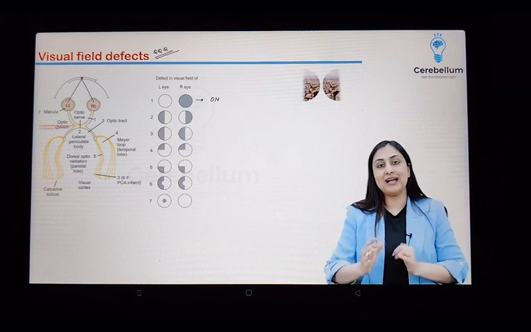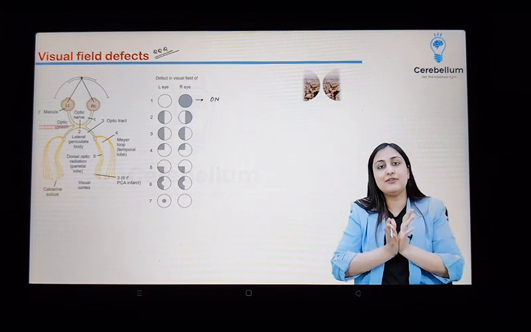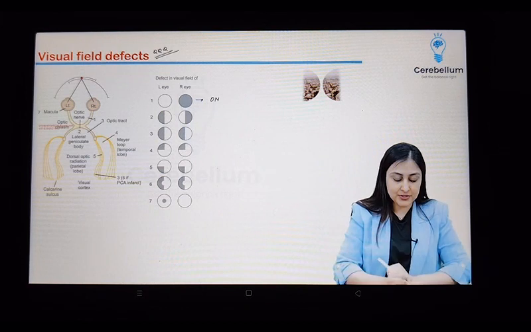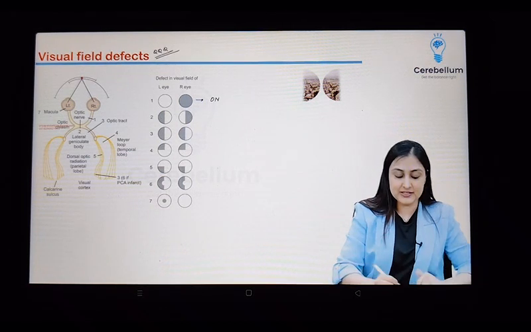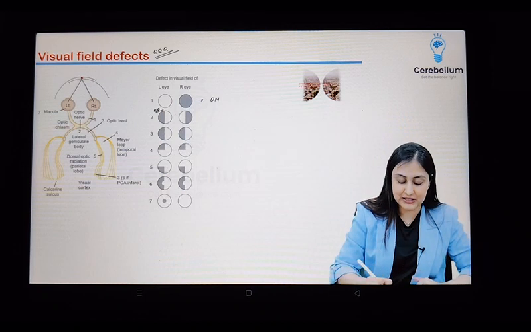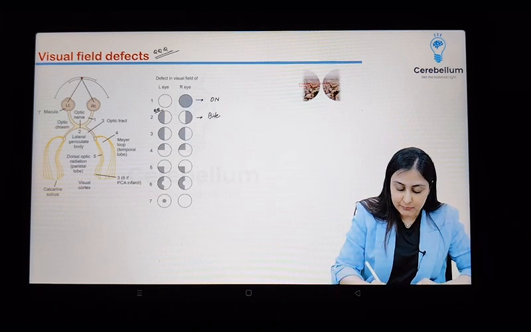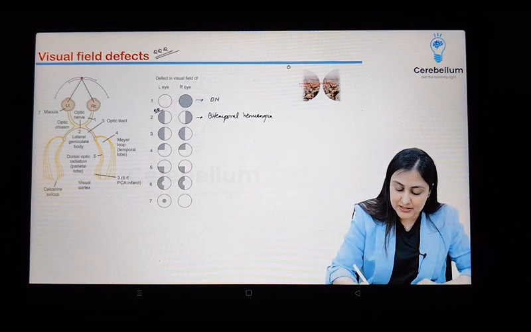Then when you go to the optic chiasma, both the nasal fibers are going to cross, right? Both the nasal fibers cross, and that is why the defects are going to be in the bitemporal field. And this is one of the most commonly asked questions in FMG and NEET. When you see bitemporal hemianopia, the temporal fields are lost. So frequently you get this image-based question.